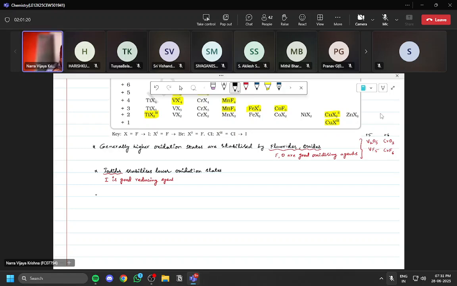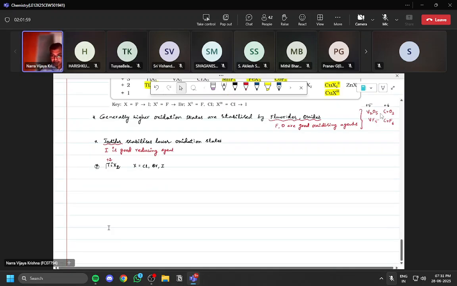Next, one more point. Titanium in +2 state, exceptional points I am writing. Titanium in +2 state is formed only with chlorine, bromine, iodine. There is no fluorine, because when I take fluorine, titanium prefers to exist in higher oxidation state, +4.